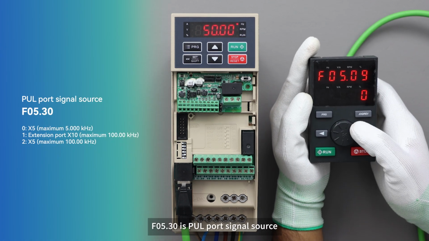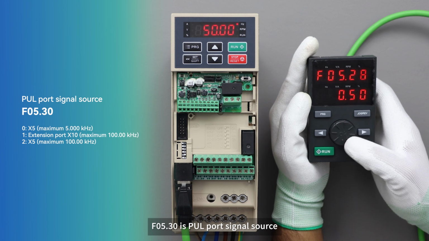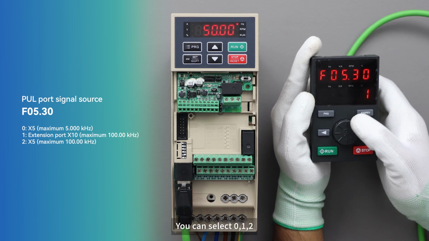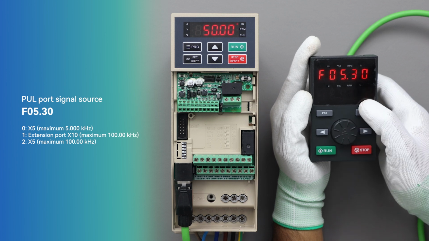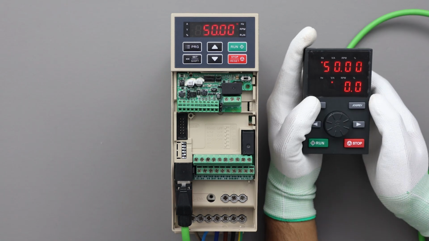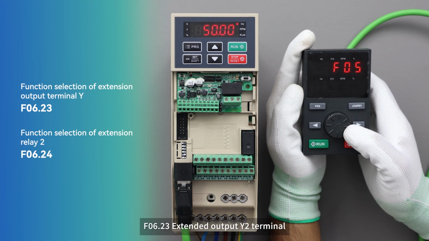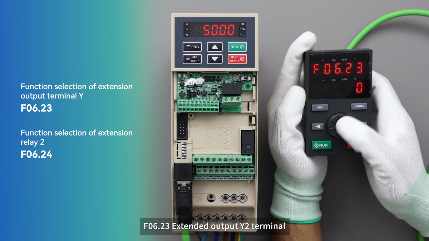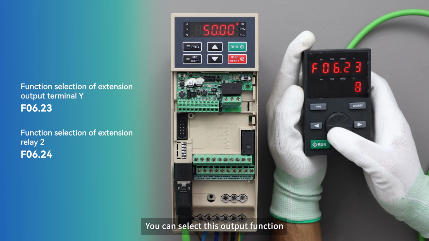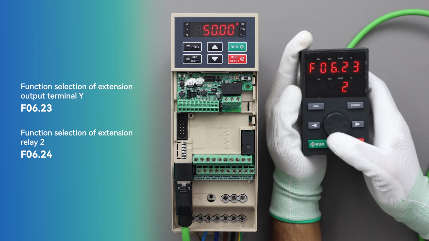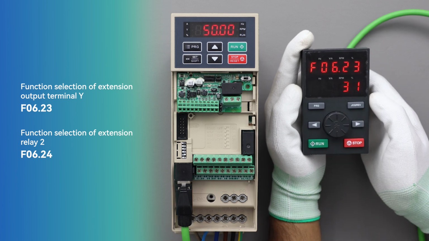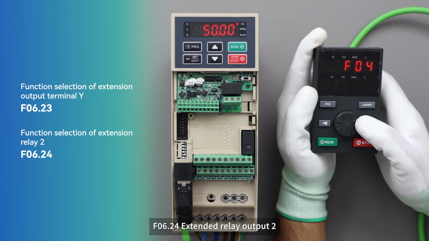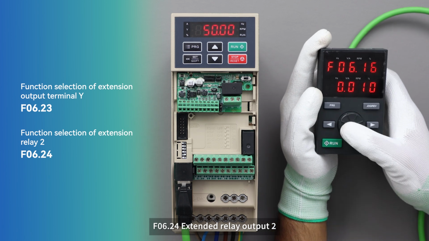F05.30 is pulse port signal source. You can select 0, 1 or 2. F06.23 extended output Y2 terminal. You can select this output function. F06.24 extended relay output 2.